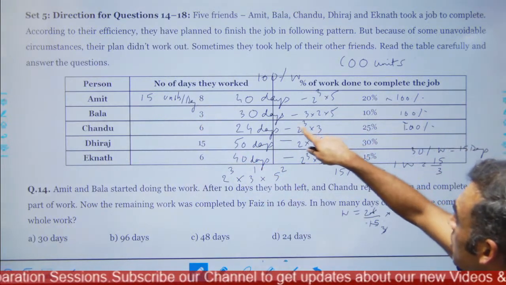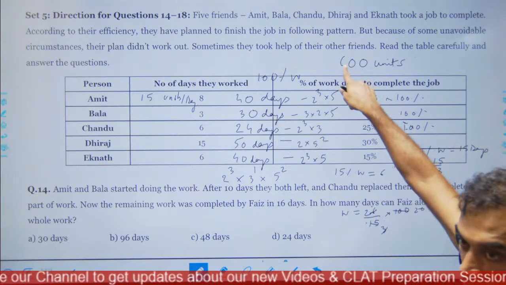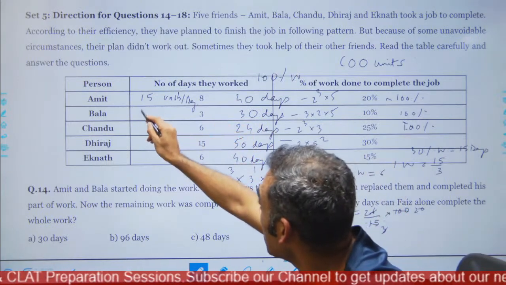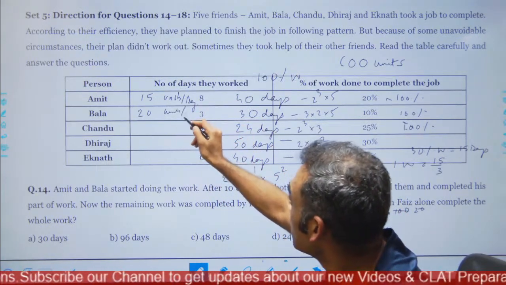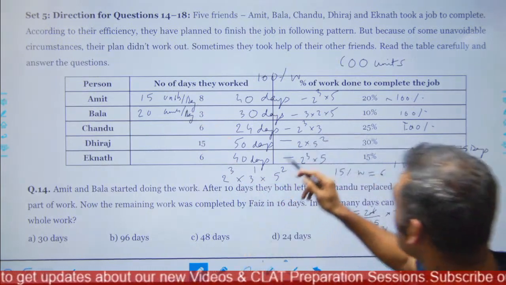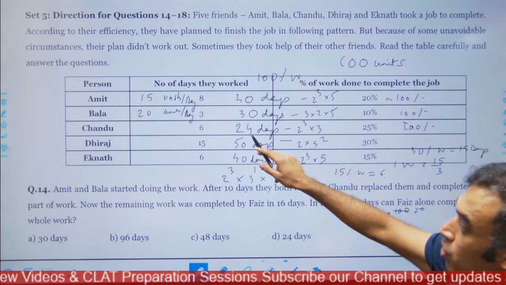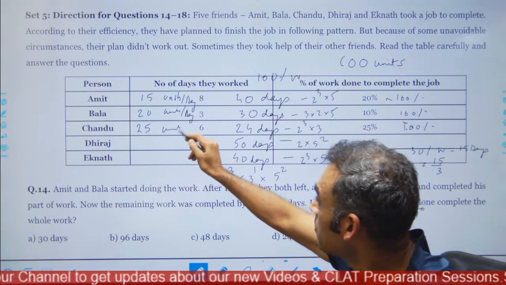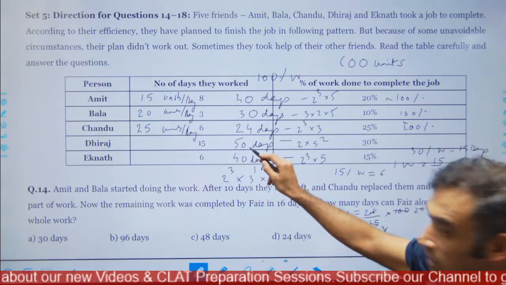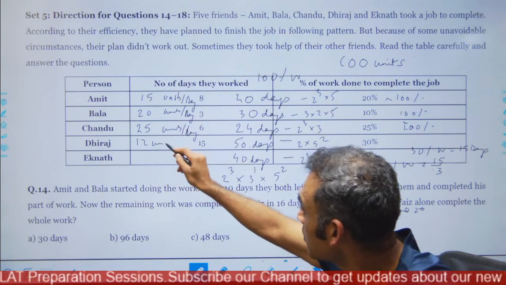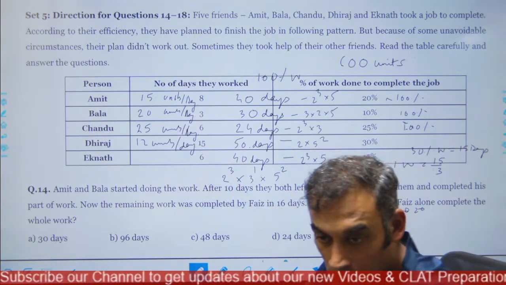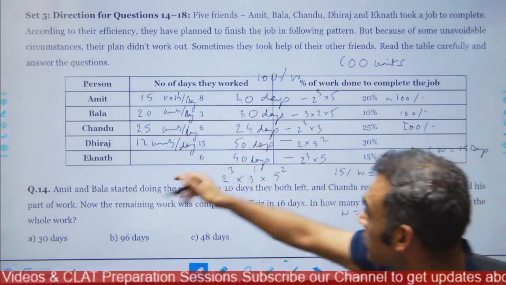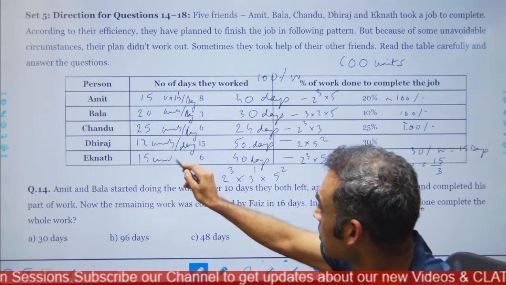What about the second chap, 30 days में 600 यूनिट करता है, तो एक दिन में कितना करेगा, 600 divided by 30, that is equal to 20 units per day. The third chap is doing the work in 24 days, therefore he will do 25 units per day. 50 days, तो यहां से आ जाएगा 12 यूनिट्स पर डे, राइट। And the last one, same like this, will be 15 units per day, right?